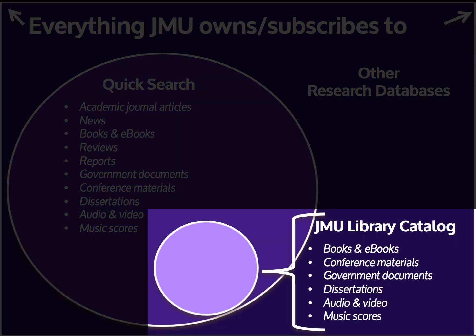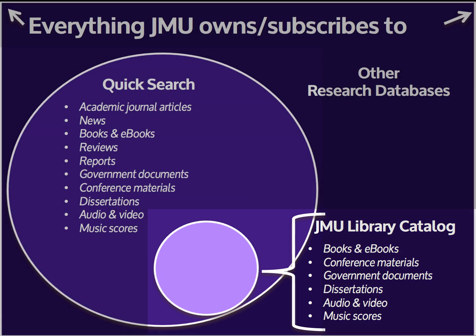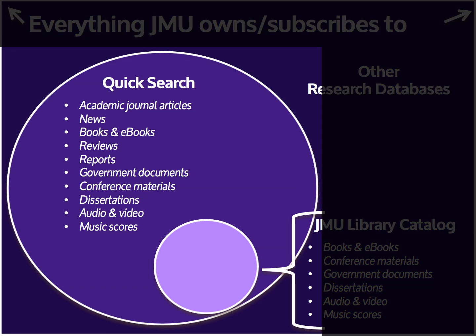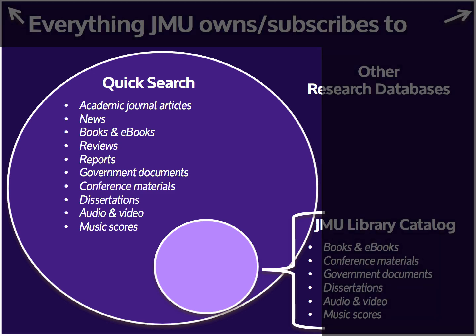The small circle represents the items that will show up in a search of the library catalog, over 1 million books and ebooks, videos, audio, government documents, and more. The large circle represents all the items that show up when you search Quick Search. This includes everything in the library catalog, as well as a vast number of articles and reports, because Quick Search searches a sampling of the JMU Library's research databases. In all, this includes over 373 million items.